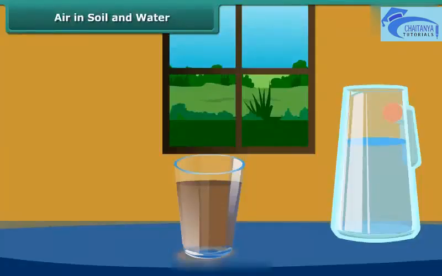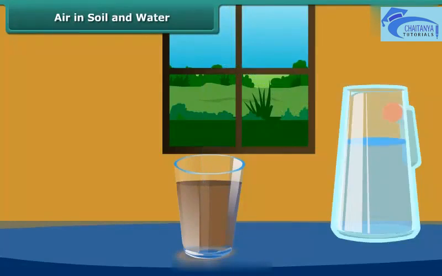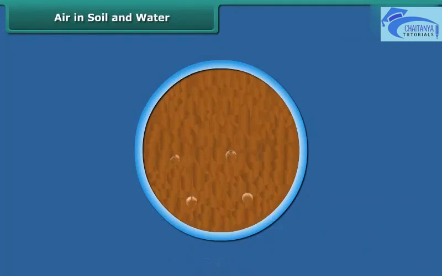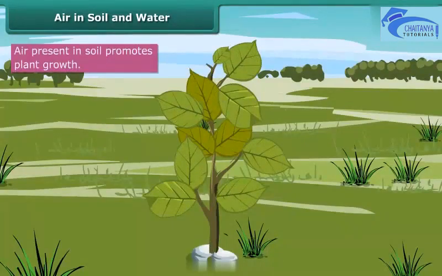Take some soil in a glass and add water to it slowly. Do you see bubbles forming in the soil? What is the reason for the formation of bubbles? Soil contains air between its particles. When water is added to soil, air is replaced by water. As a result, bubbles are formed. Air present in soil promotes plant growth as well.